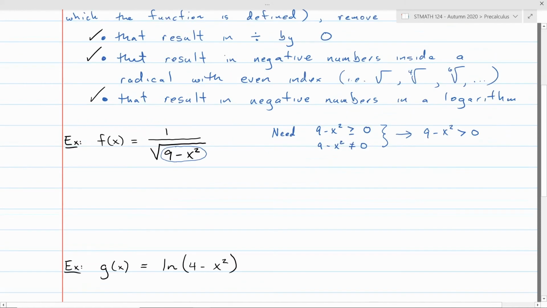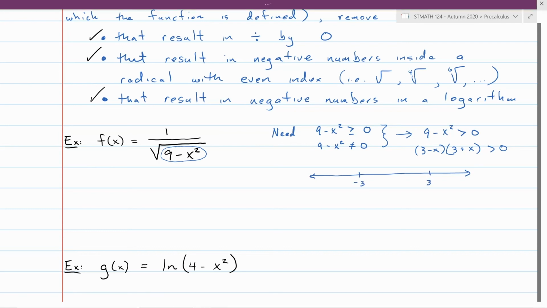And of course, that factors as, I'm sorry, not 9 minus x, 3 minus x times 3 plus x. And I can see that plugging in either negative 3 or positive 3 is going to make that equal to 0. So one quick thing you can do, once you know what makes it equal to 0, is put those numbers on a number line, negative 3 and positive 3, and then you can just check the sign of that expression.